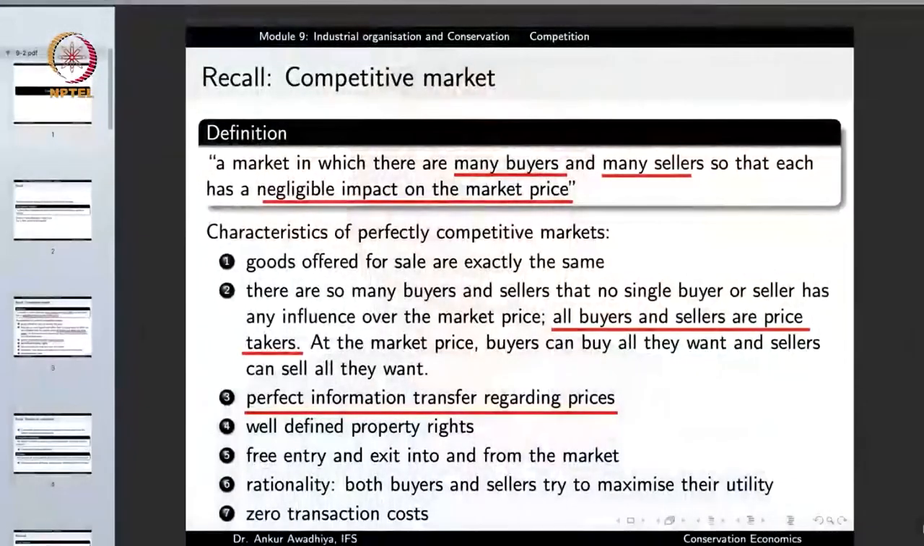So there are no transaction costs, no cost of moving from one place to another, and no cost of getting the information or transmitting the information. So this is what a competitive market, or a theoretical competitive market, or a model of a competitive market will look like. So these are the characteristics.